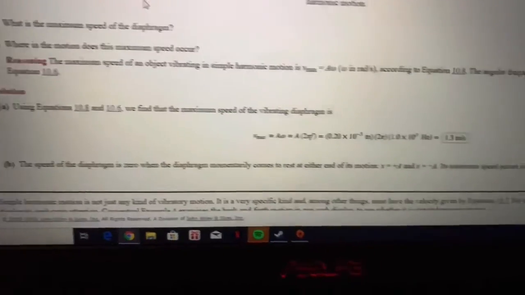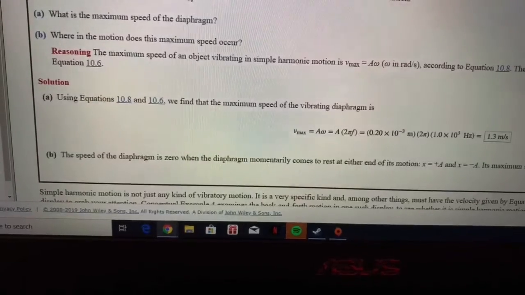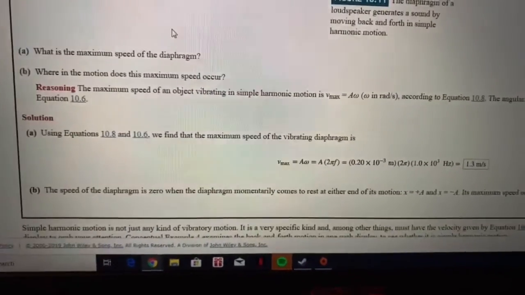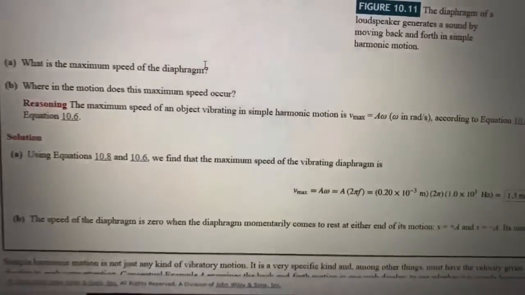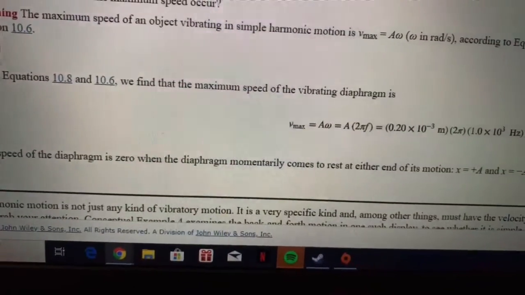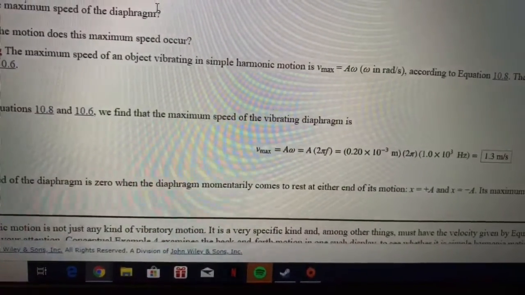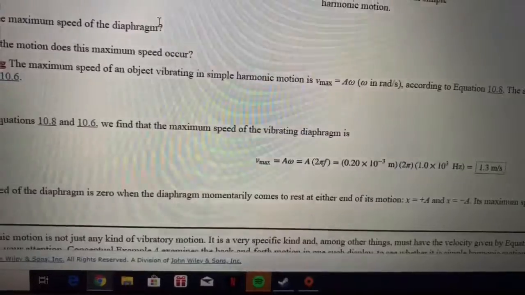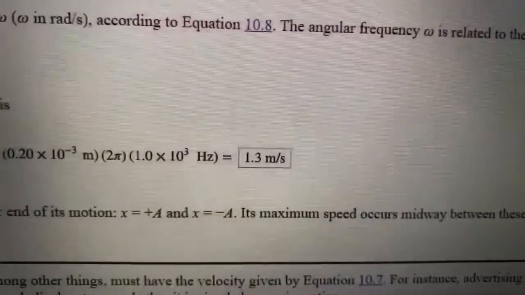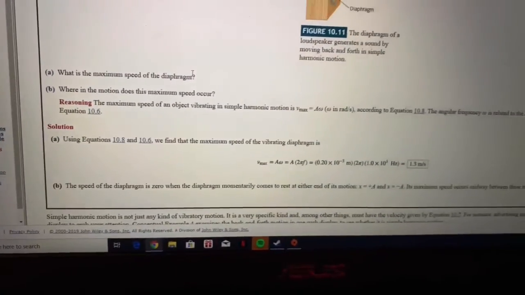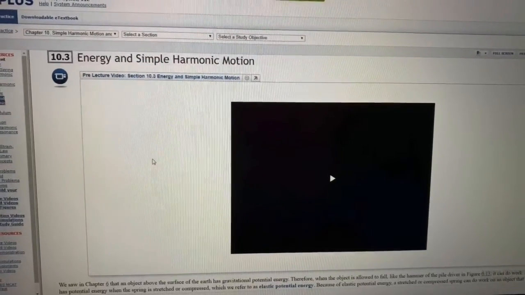So the solution for A would be v max = A omega, using the values that are given: 0.20 times 10 raised to negative 3 meters multiplied by 2 pi multiplied by 1.0 times 10 raised to 3 hertz, which would give us the answer 1.3 meters per second. And for our B, as you can see, the answer is x = 0 meter because it is at rest.